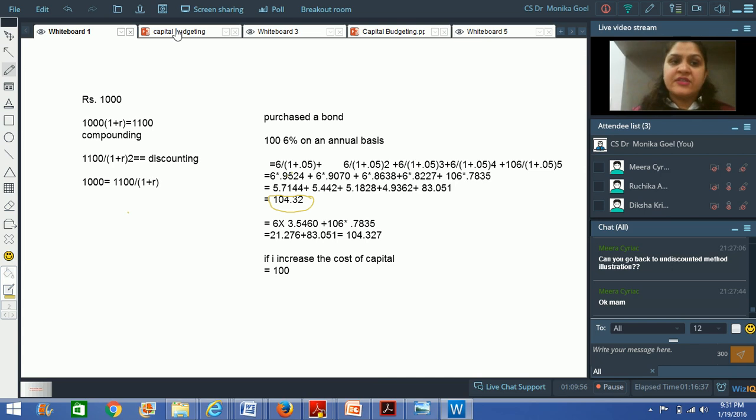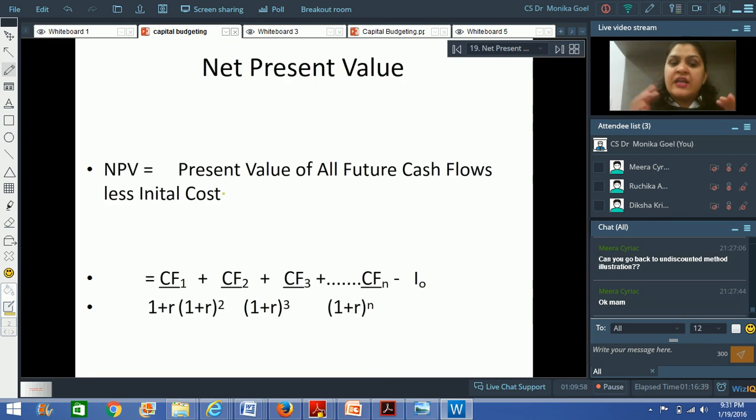If you are able to get this bond for 102 rupees today and the present value of the future cash inflow is 104 rupees, this particular bond is giving you a value of 2 rupees 32 paisa. You're getting my point? That is called net present value.